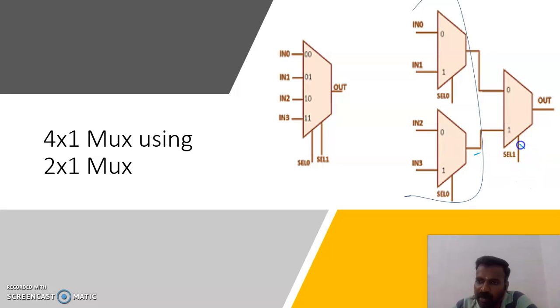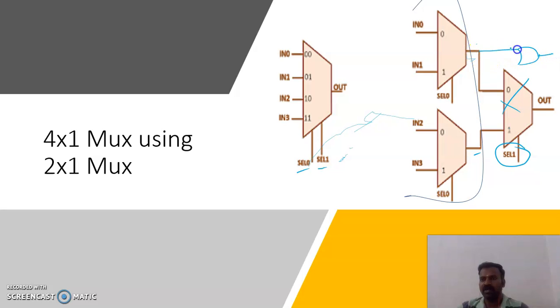So in this multiplexer I'm going to use select 1 as a selection line. As per the procedure, we have used selection 0 and selection 1 as selection lines for our design. Some students will try to use an OR gate at the output of this multiplexer, instead of this multiplexer, like this, because we know that an OR gate performs the addition operation.